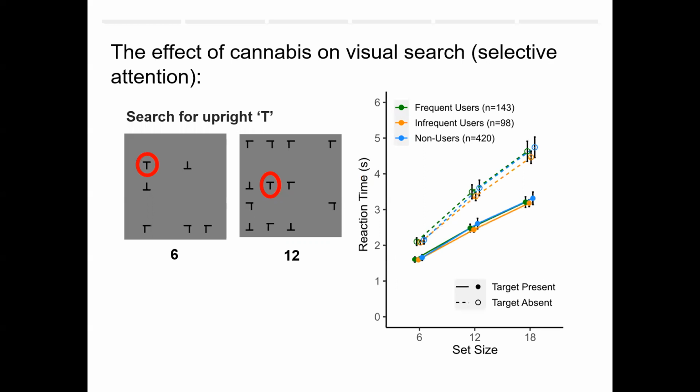The classical result is that as set size increases, the reaction time for detecting that T, or detecting that it's absent, increases, and it takes longer to detect when it's absent compared to when it's present. This is exactly the pattern people see when they are rigorously tested within laboratory settings. But of course, our main point is that it doesn't differ across our three groups. Whether you're a frequent user, non-user or infrequent user, people are performing pretty much the same.